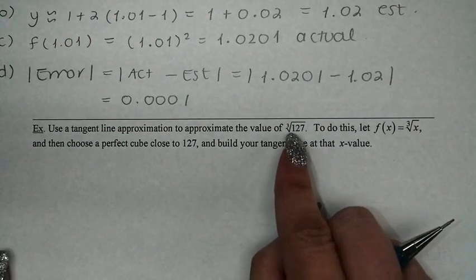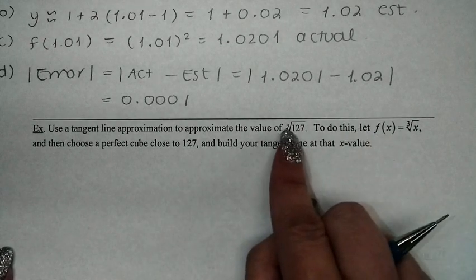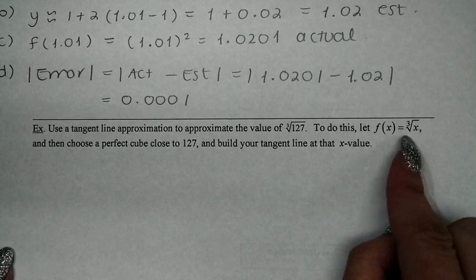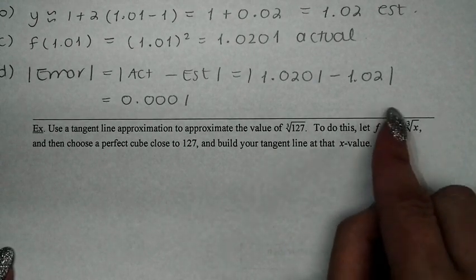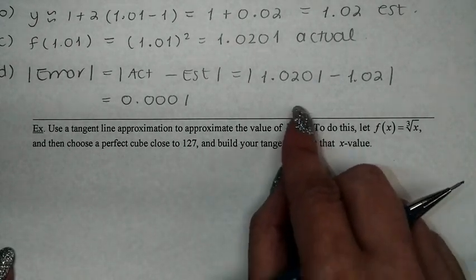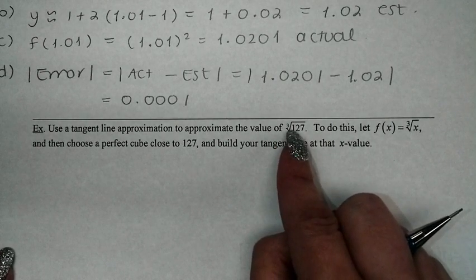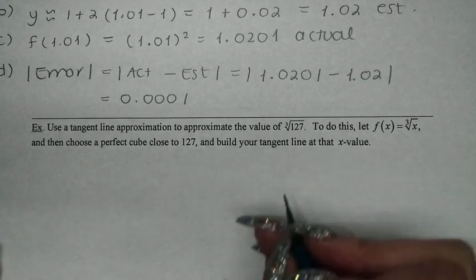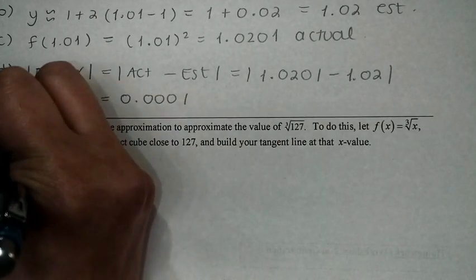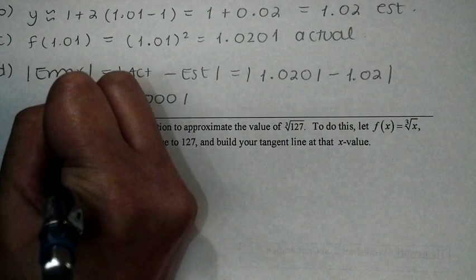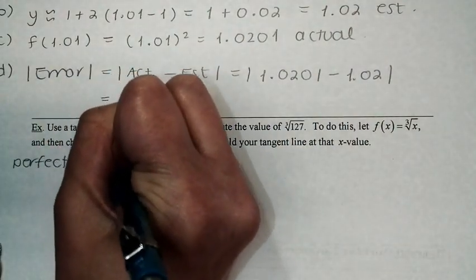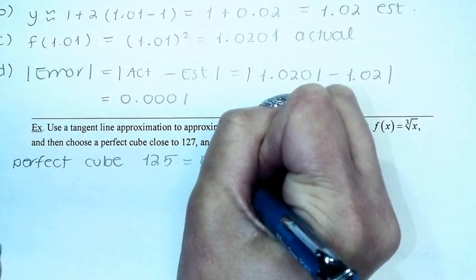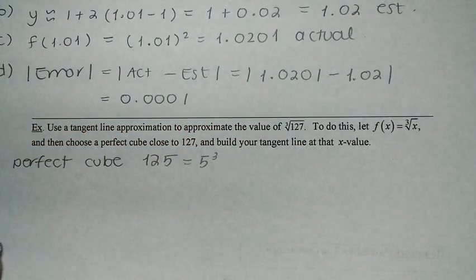What you're going to look at is that your function is going to be the cube root of the number. Then you are going to choose a number that is pretty close to 127 and is a perfect cube. As I see the 127, I know that my perfect cube is 125, which we know is 5 to the power of 3. Are we okay with that?